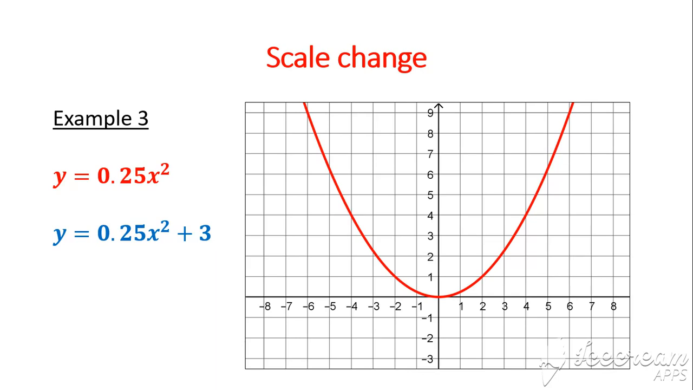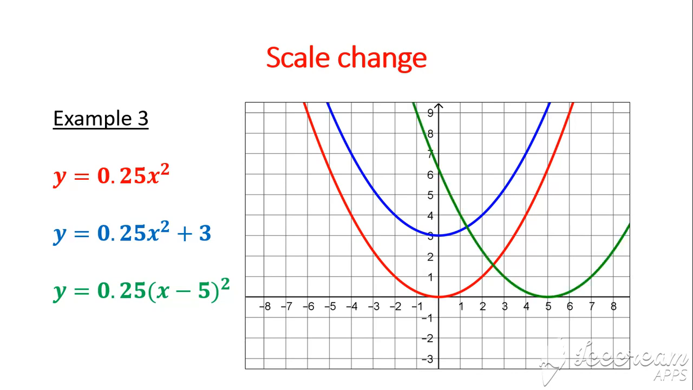What would happen if I said y equal to 0.25x squared plus 3? Well, that would be the same graph as y equal to 0.25x squared, but it's just moved up 3. Remember the idea of adding a number at the end moves the graph up. What about this? Y equal to 0.25, that's the number a up the front, bracket x minus 5 all squared. Well, that's going to be the same graph as y equal to 0.25x squared, but because of the brackets x minus 5, the graph's moved 5 squares to the right. That's what that minus 5 does.